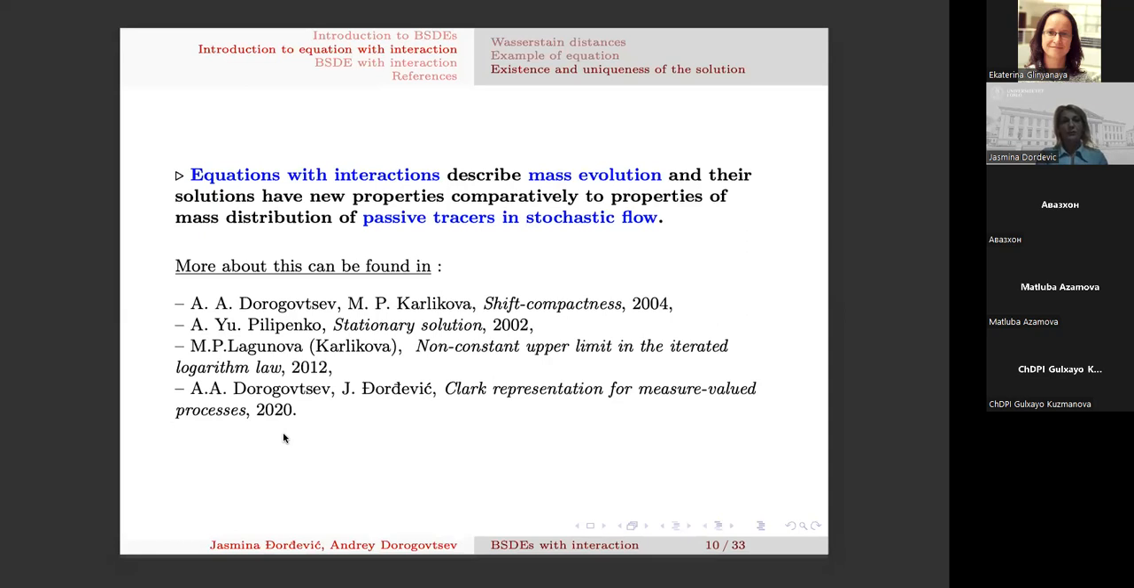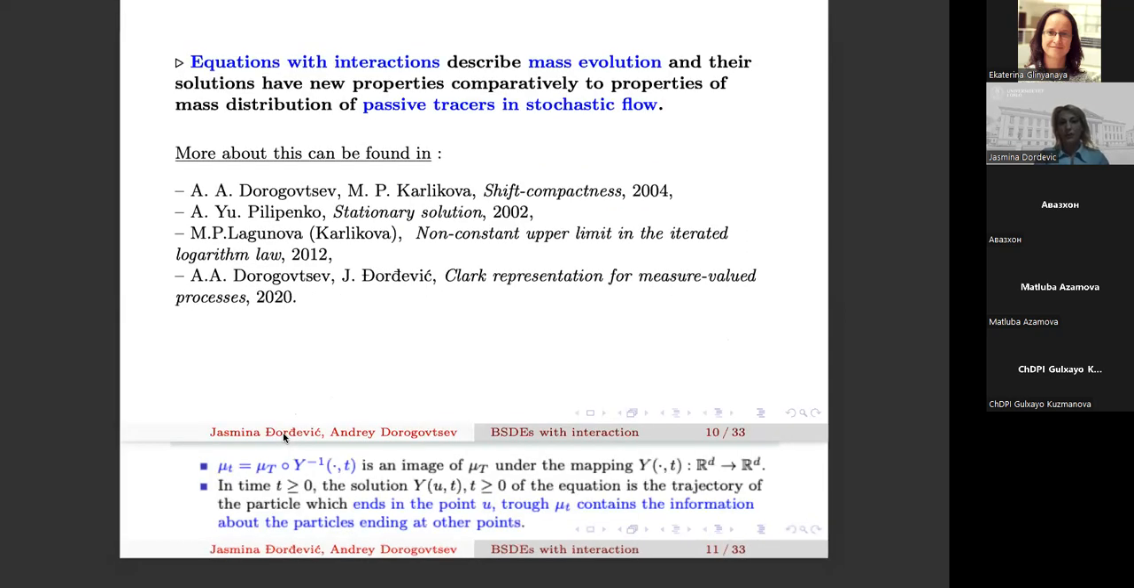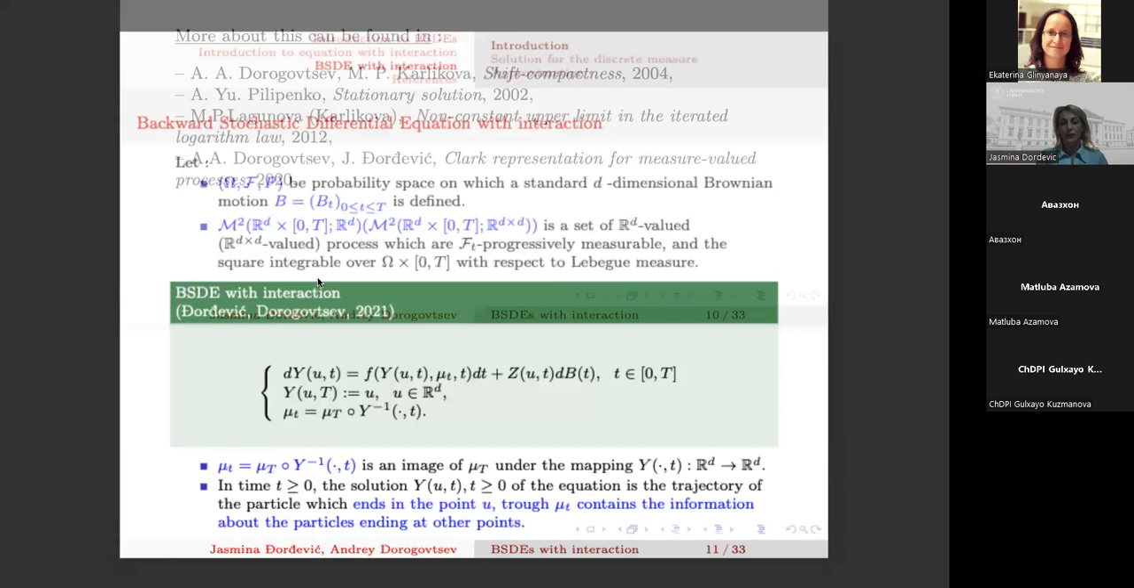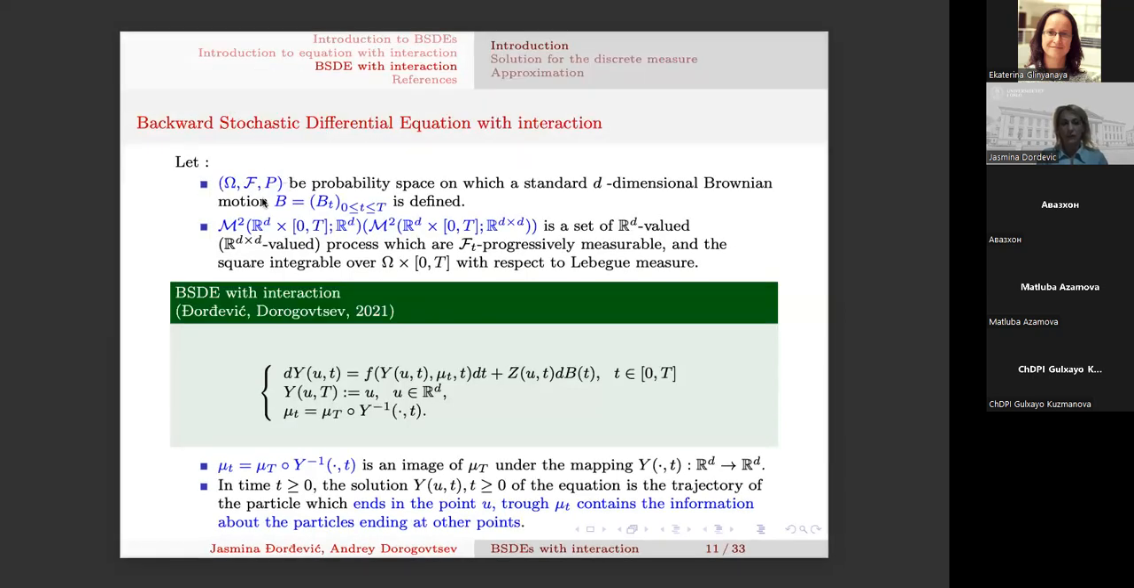Okay, so backward stochastic differential equations are again defined on a complete probability space (Omega, F, P), where now we will use the notation B for Brownian motion. Last week I also introduced spaces M2 on different sets in accordance with the processes which we now need. And the backward stochastic differential equation, shortly BSDE with interaction, has this form.